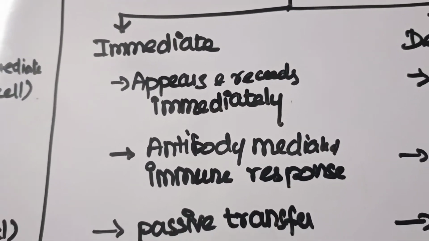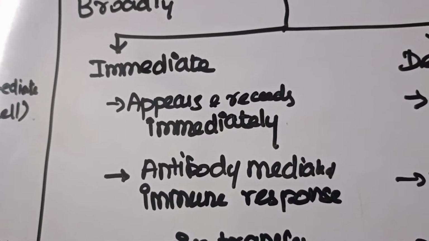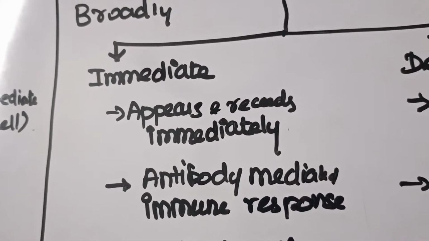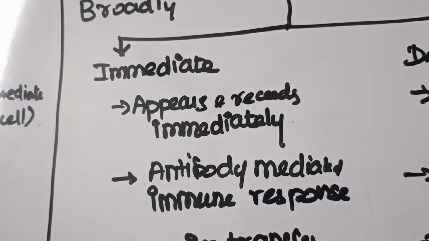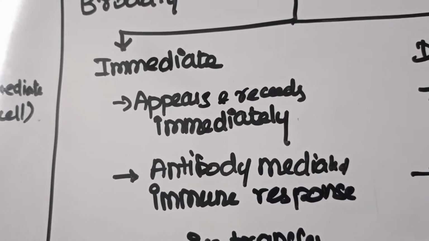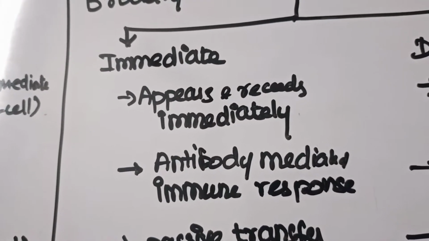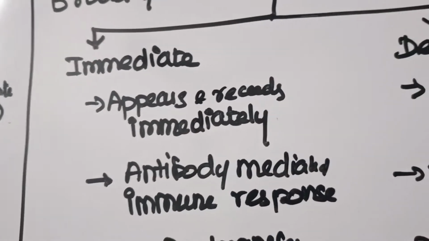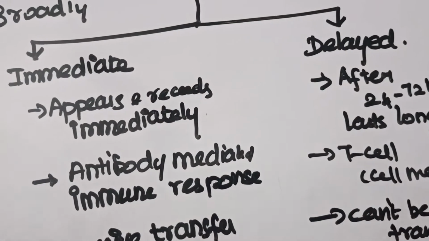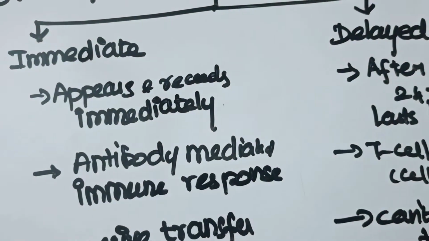You may say this hypersensitivity is an immune response, and generally immune response is a protective process, but it may sometimes be injurious to the host. Hypersensitivity refers to a condition in which the immune response results in excessive reaction leading to tissue damage, disease, or even death in the sensitized host. So, basically, we are classifying this hypersensitivity broadly into two categories. The first one is your immediate type, and the second one is your delayed type.